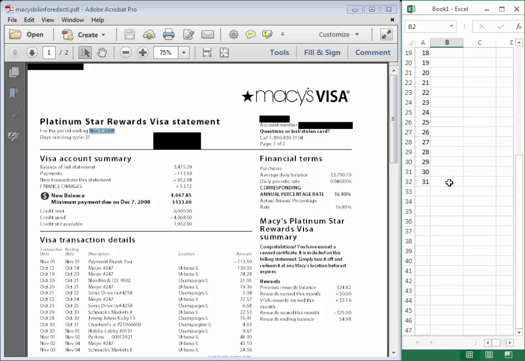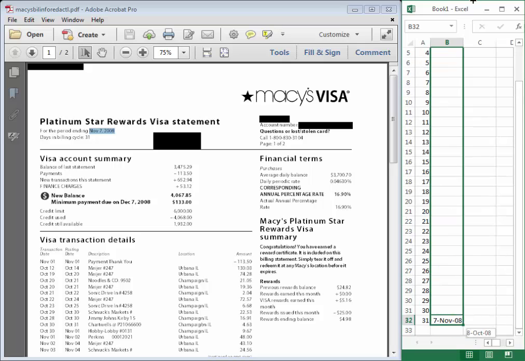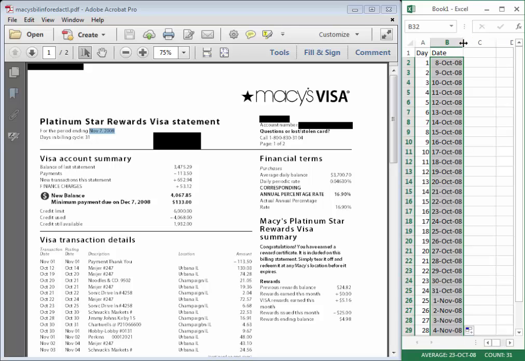And the way I'm going to do that is I'm going to type in the 31st day, November 7th of 2008. And then I'm going to fill up. So it turns out that the first day of the cycle, the first day I need to know the balance for, is October 8th.